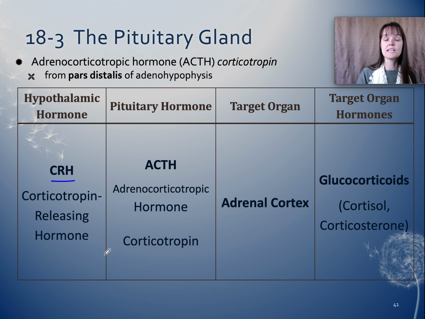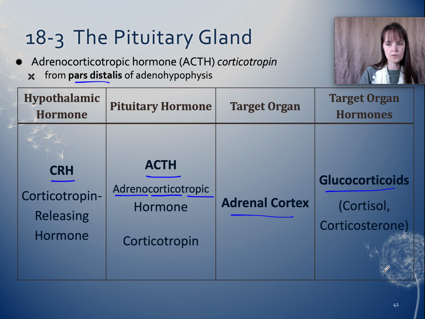Corticotropin releasing hormone, CRH, causes the ant pit, specifically the pars distalis of the adenohypophysis, to release corticotropin, which is now adreno, like the adrenal gland, cortico, like the adrenal cortex, tropic, like it turns on the adrenal cortex, hormone, because it's a hormone. So target organ, I'm shocked. And it makes glucocorticoids and androgens. Add the rest of the details.